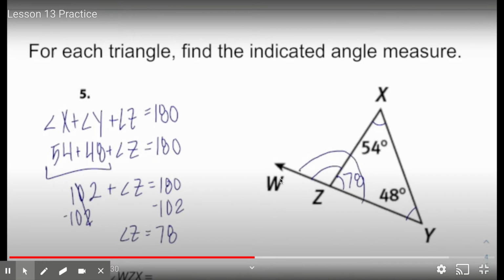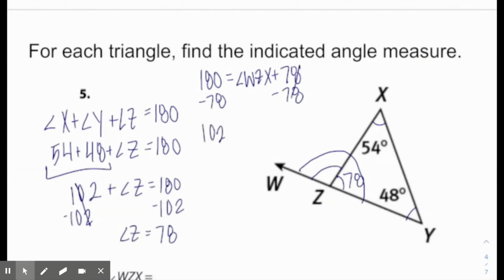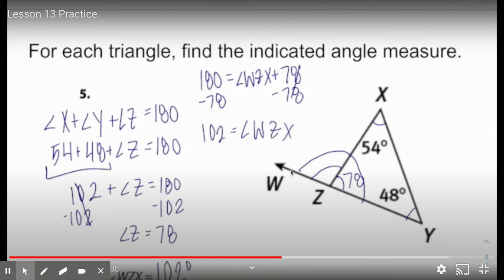So for my final step, I can see that 78 and that angle that I'm trying to find make up 180. So if I do 180 subtract 78, I'm going to be able to get my angle. So 180 equals WZX plus 78, which means WZX is 102. So angle WZX is 102 degrees here.